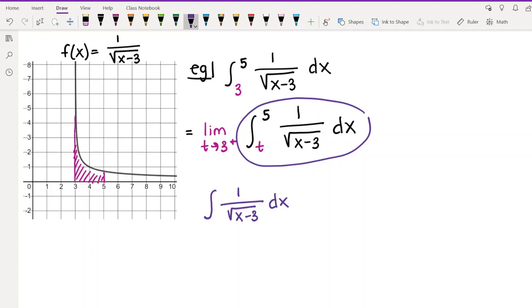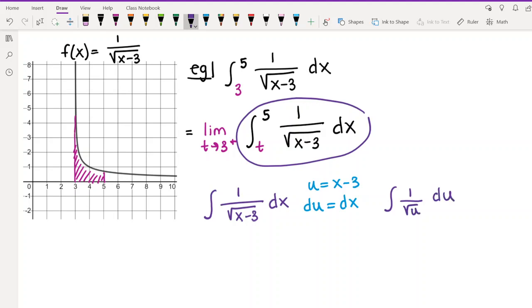Okay, so if we have the indefinite integral of 1 over the square root of x minus 3, what's the substitution you can do? Well, you can let u equal x minus 3. So why does that work? Well, because du would just be equal to dx. So this is one of those substitutions where you can just put it in without having to worry about canceling anything out, because we're just going to replace this with 1 over square root of u du.